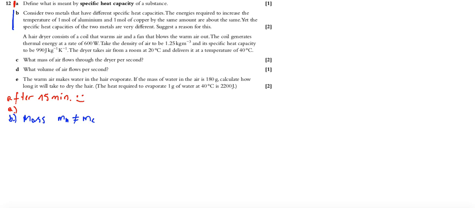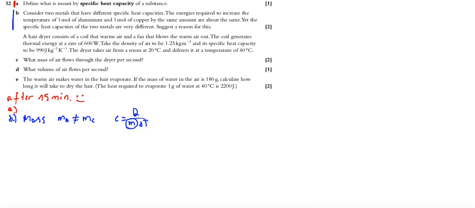Specific heat capacity is defined as the amount of thermal energy needed to increase the temperature of 1 kilogram by 1 Kelvin. So if we have the same energy, the same Q, and the same change of temperature, but different mass, then specific heat capacity must be different. Is it clear? So keyword: mass.